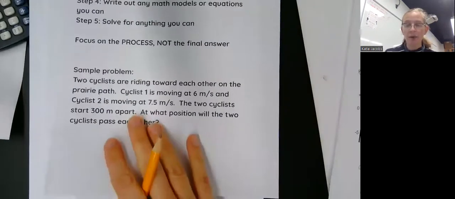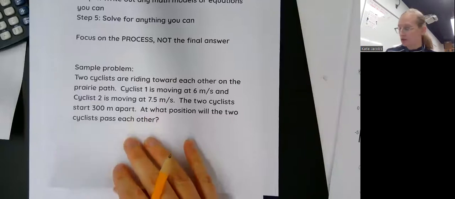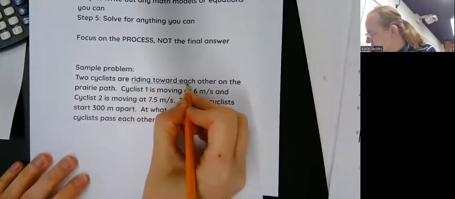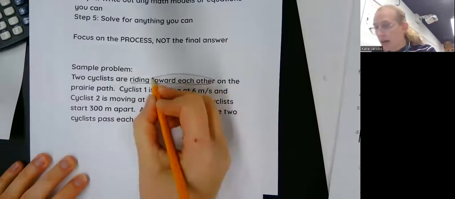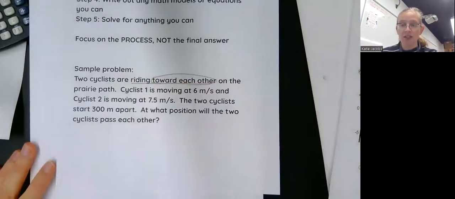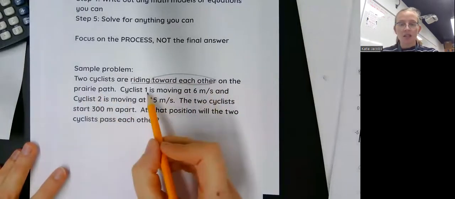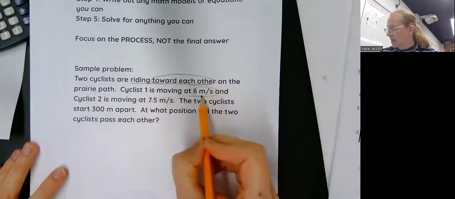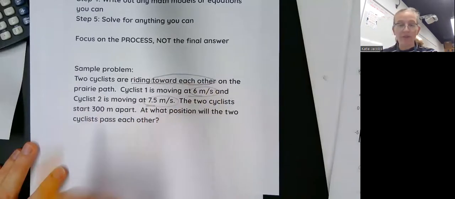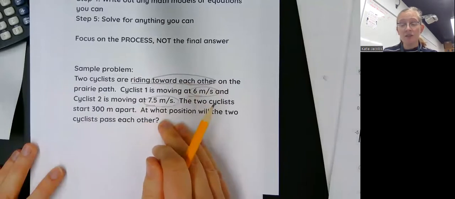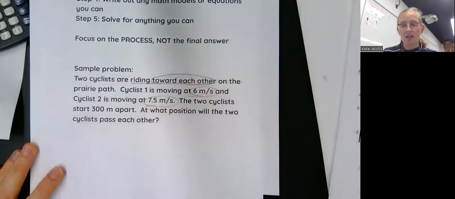Okay, here's a good sample problem for two objects. These are two cyclists that are riding towards each other. So I'm going to make sure I circle the towards each other, because that means they're headed in opposite directions, not the same direction. They're on the prairie path. Cyclist 1 is moving at 6 meters per second, and cyclist 2 is at 7.5 meters per second. Notice that neither of these is negative. These are really speeds, not velocities. But I'm going to have to make one of them negative.